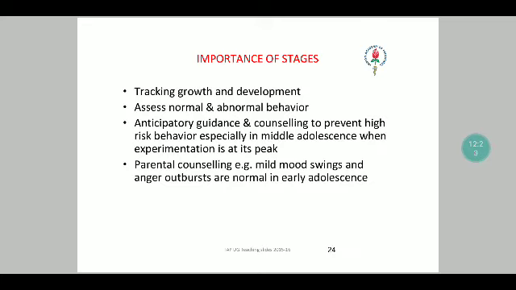Now, it's important to classify these because it's a normal physiological response. All of these three which we have discussed, early, middle, and late adolescence, are a physiological process and normal in everyone. It's important to track the growth and development during these times and to watch for any delay or exaggerated growth, both of which are not good. It's important to know what is normal and abnormal behavior for that age and to anticipate these issues and ensure counseling is available to prevent high-risk behavior, especially in middle adolescence where the experimentation is at its peak.